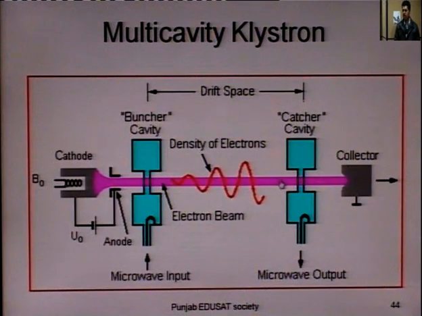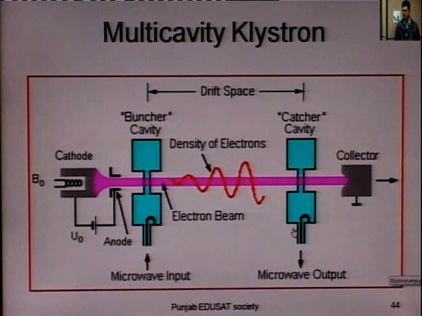When that bunch of electrons reaches and passes through the catcher cavity, these electrons in a bunch constitute a current. When the electrons pass through this catcher cavity, they deliver maximum energy or current pulse to the catcher cavity, which is tuned to a microwave frequency, so it will oscillate. So an amplified output will appear at the catcher cavity output terminal. This way, from the weak input microwave signal, we get an amplified microwave output.